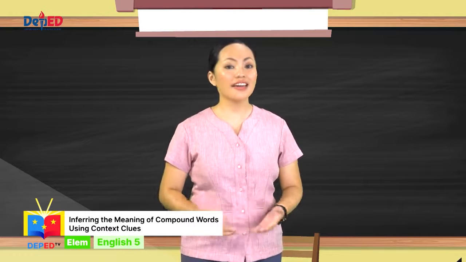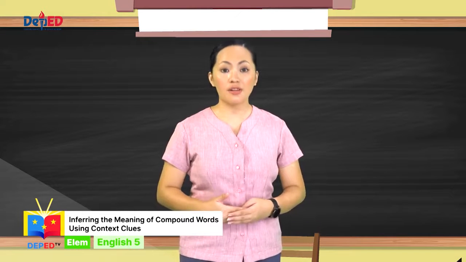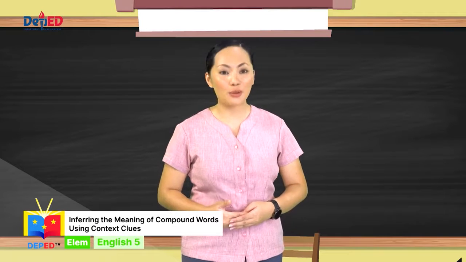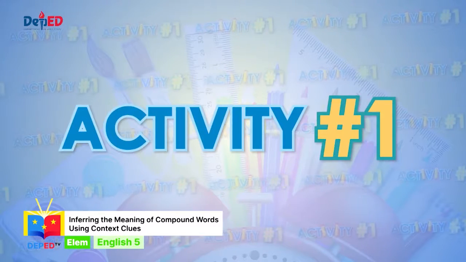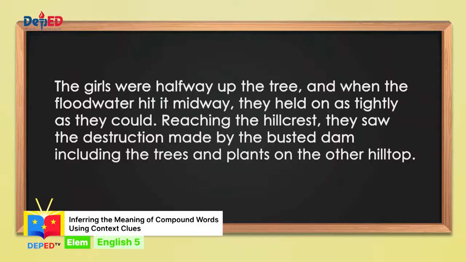Today, we will further discuss compound words, their types, and the ways to infer their meaning through context clues using synonyms and antonyms. For us to practice inferring the meaning of unfamiliar words using synonyms and antonyms, let's try to answer activity number 1. Read and study the paragraph below. Look for the compound words that were used in each sentence. Find out what they mean in these sentences, then answer the questions that follow.